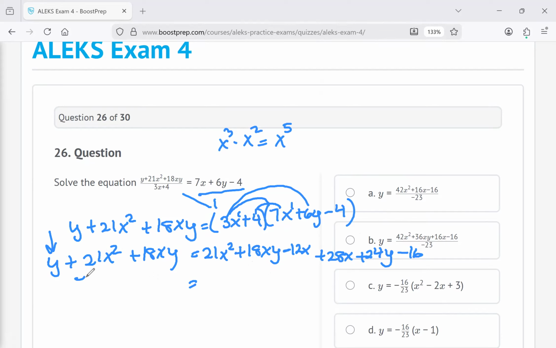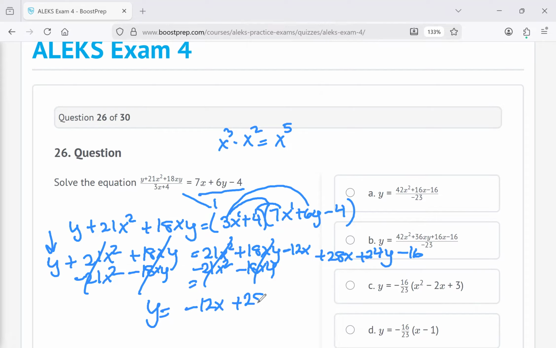So I want to solve for y, so maybe subtract 21x squared, subtract 18xy. So this cancels, you're left with y equals 0. We're left with -12x plus 28x plus 24y minus 16. And is there anything you can combine? The 28 and the -12 is 16x. And then you have the 24y minus 16.